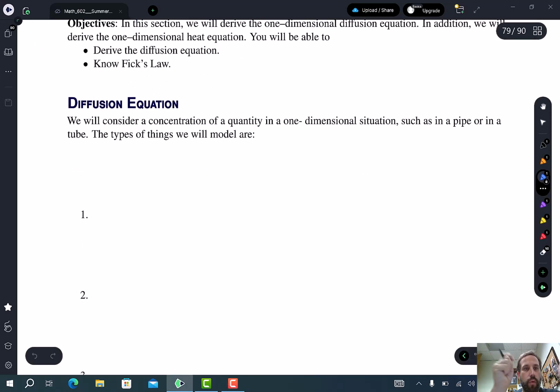So it's going to be a one-dimensional thing, meaning there's going to be a concentration of something and it can only flow backwards and forwards.